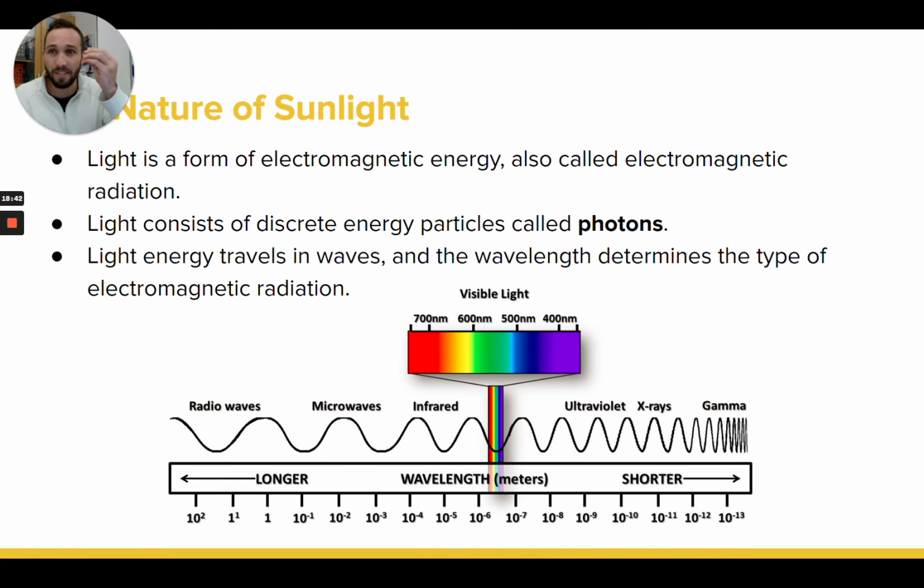But it consists of these packets of energy called photons that are traveling through space in waves at the speed of light, very, very fast. And those waves have different wavelengths, which determine what type of electromagnetic radiation it is. There's light or photons that travel in very long waves, and then there's light or photons that travel in very, very small waves. So in this picture here, you can see longer wavelengths versus smaller wavelengths. And that's going to determine the type of energy that we're talking about here.